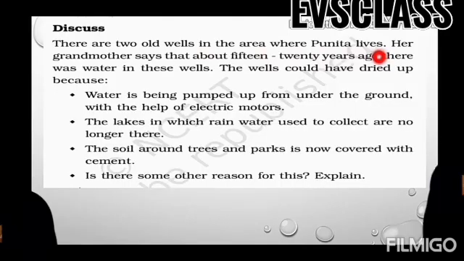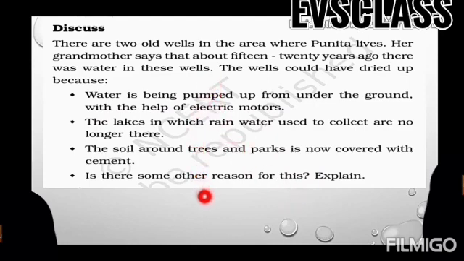Moving to the next discussion, there are two old wells in the area where Punita lives. Her grandmother says that about 15-20 years ago there was water in these wells. Why could the wells have dried up? See the reasons. Water is being pumped up from under the ground with the help of an electric motor, students, with the help of an electric motor.